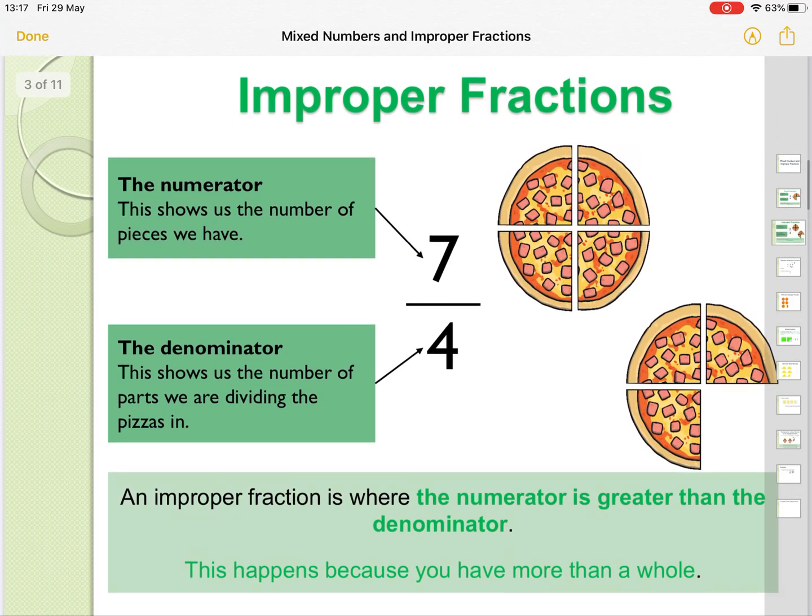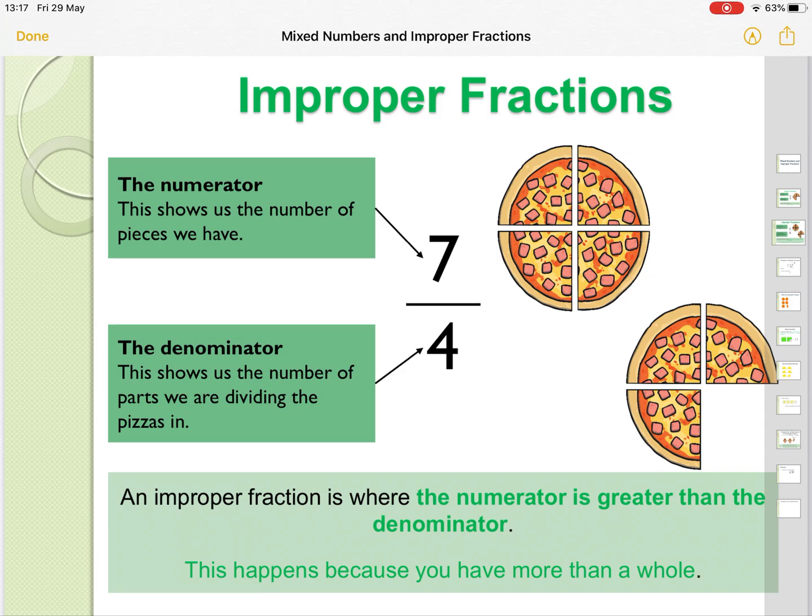Now, boys, an improper fraction is a fraction in which the numerator is greater than the denominator, and the numerator is greater than the denominator when we have more than one whole of something, okay? When we have more than a whole. So when the numerator is greater than the denominator, we have more than a whole, and it is called an improper fraction.